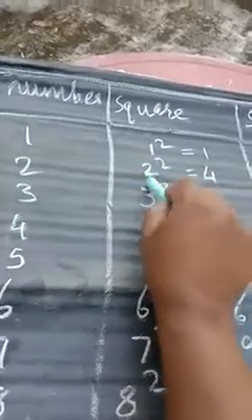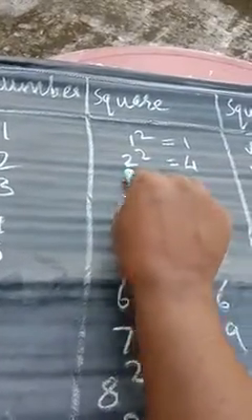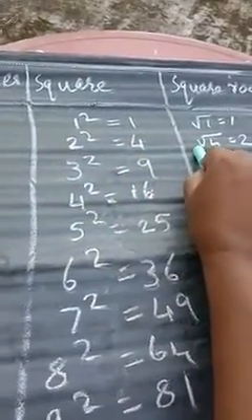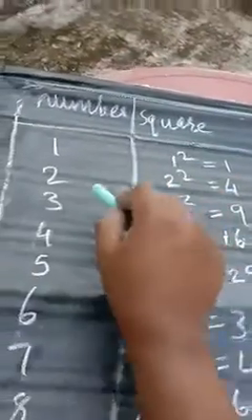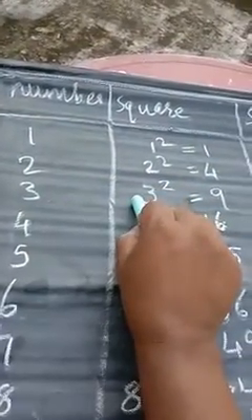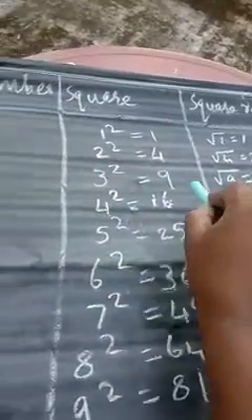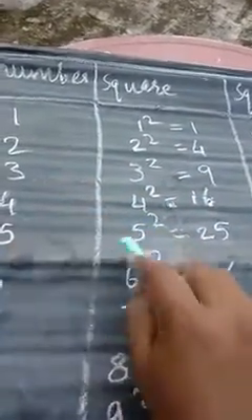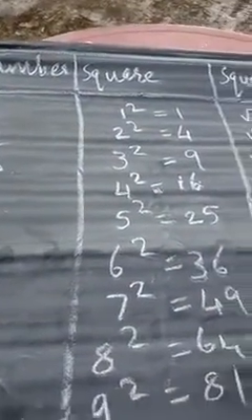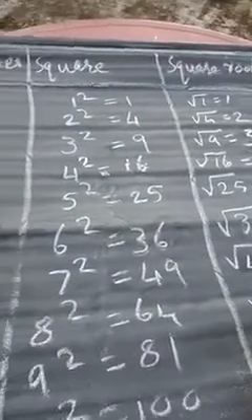Again 2. Square of 2 is 2 square, 2 into 2, 4. And root 4, square root of 4 is 2. Here 3. 3 square is 9, 3 into 3, 9. And root 9 is 3. Same way 4. 4 square is 16. And root 16, 4.